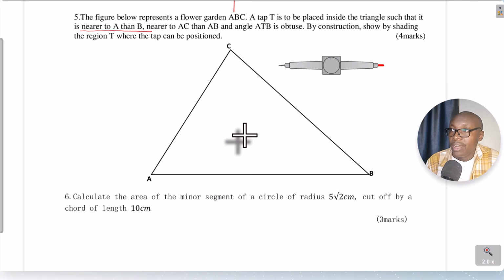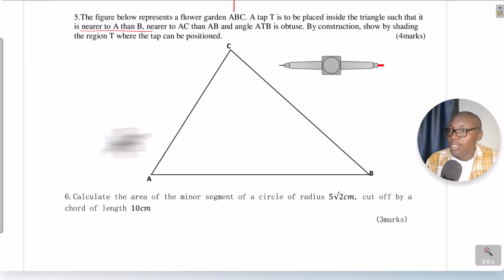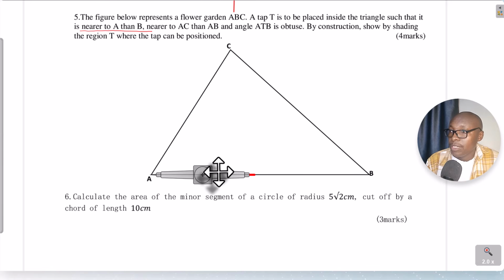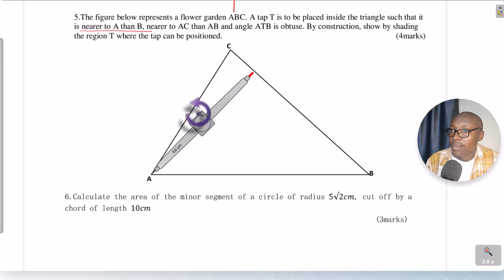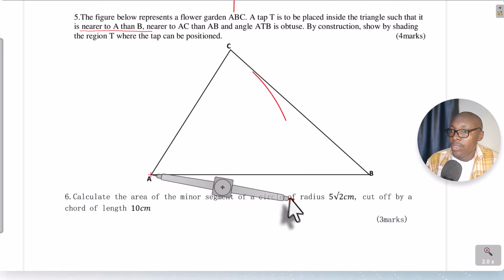It should be nearer to A than B. So the first thing, we bisect. And when we bisect, of course, it's supposed to be to the left, nearer to A than B. So we bisect AB, the locus of points equidistant from two fixed points. To bisect that one, you need to open your pair of compass more than half of that line, like that, and then you mark an arc there, and then down here you mark another arc.